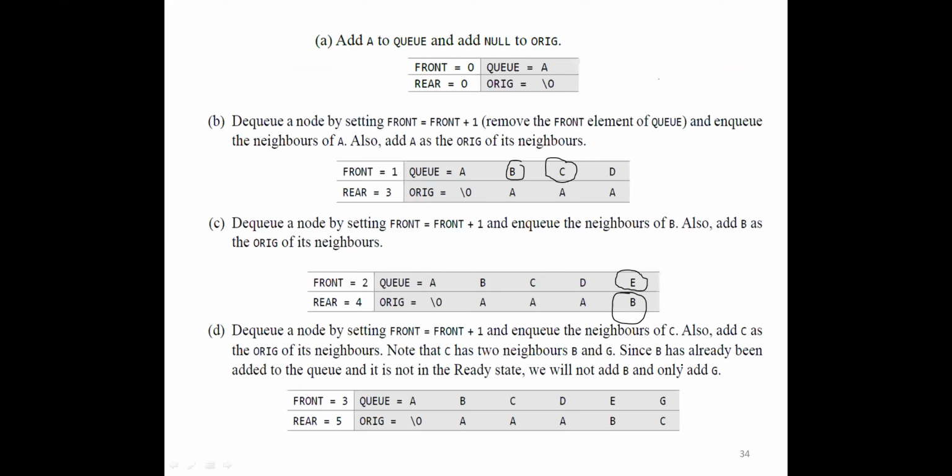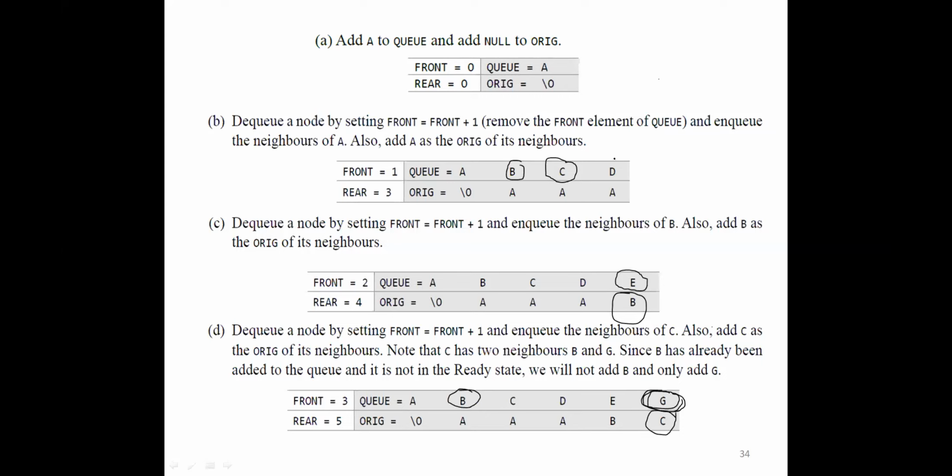So here I cannot write B again. Why? Because B is visited, right? See, next to E, I'm writing only G. I cannot repeat B here because B is already visited, so I'm ignoring B. While writing the adjacent of C, it will be B and G, but I'm ignoring B because it is already visited. I'm writing only G, and again writing the origin of G. The origin of G is C. That's simple.